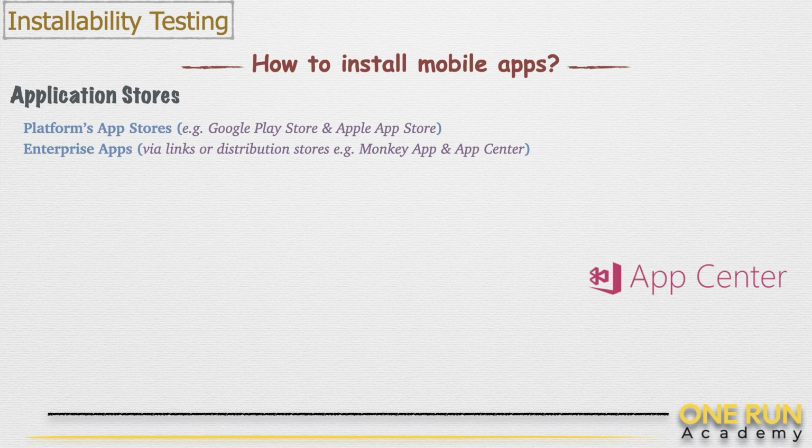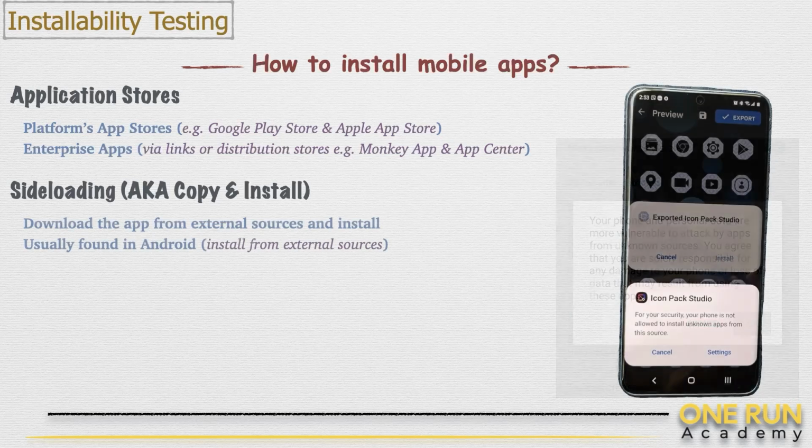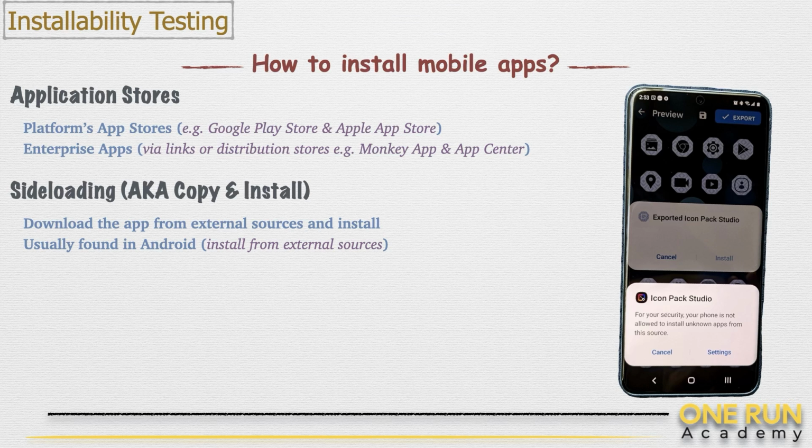Now, if you don't remember what enterprise apps are, you should refer to Chapter 1, where we explain the different types of mobile applications. Anyway, the second approach is called sideloading. Sideloading is a method more commonly seen on Android devices where users can download an application from an external source and install it manually. This is useful for applications that are not available on the Google Play Store, maybe for beta testing new versions before they are officially released.